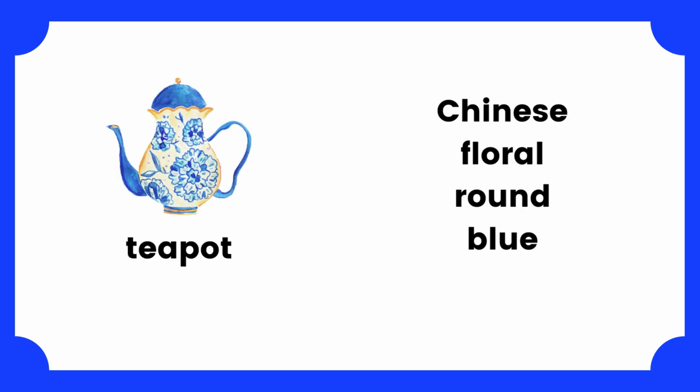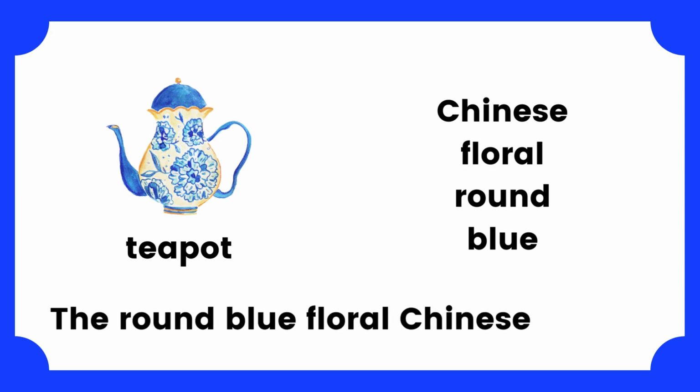Okay, how about to describe this teapot, we use the words Chinese, floral, round, and blue. So Chinese, that's an origin. Floral is a pattern. Round is a shape. And blue is a color. So if we put them in the correct adjective order, we would say the round, blue, floral, Chinese teapot.